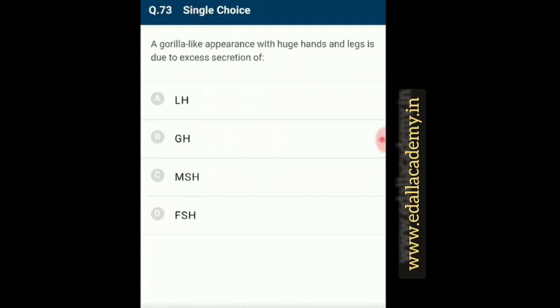Question number 73. A gorilla-like appearance with huge hands and legs is due to excess secretion of. A gorilla-like appearance with huge hands and legs is the symptom of a disease called acromegaly. It occurs due to hypersecretion of growth hormone or somatotropin in adults.